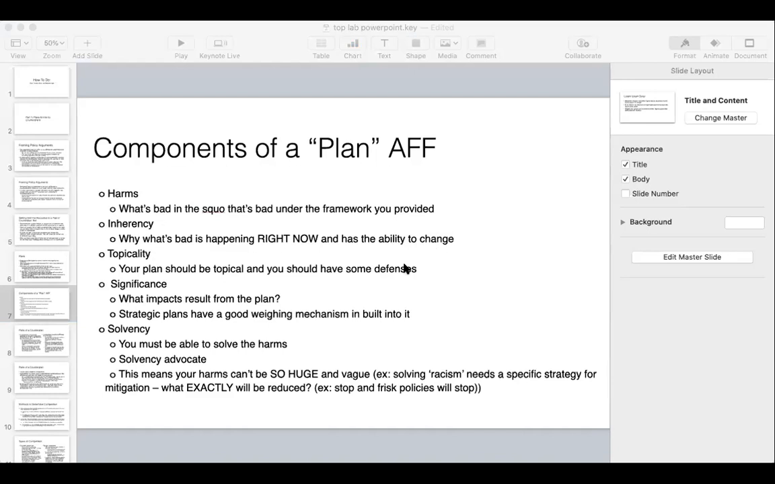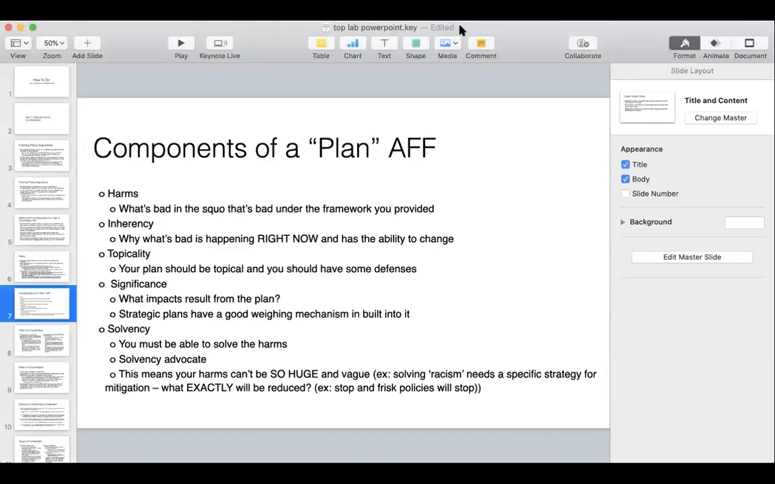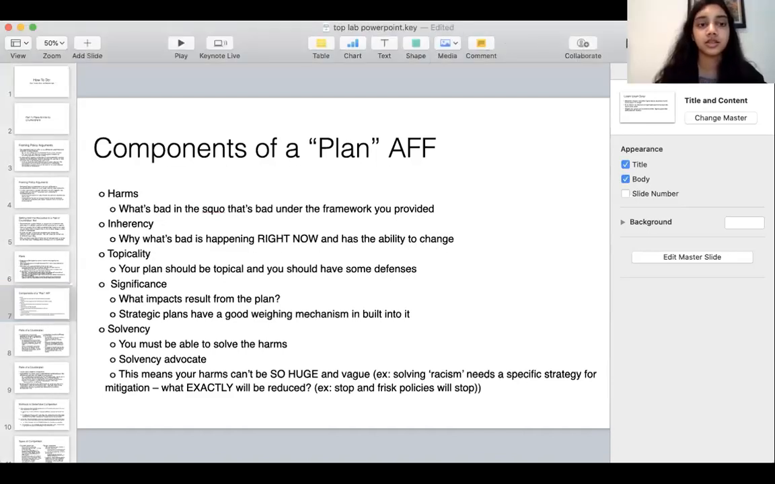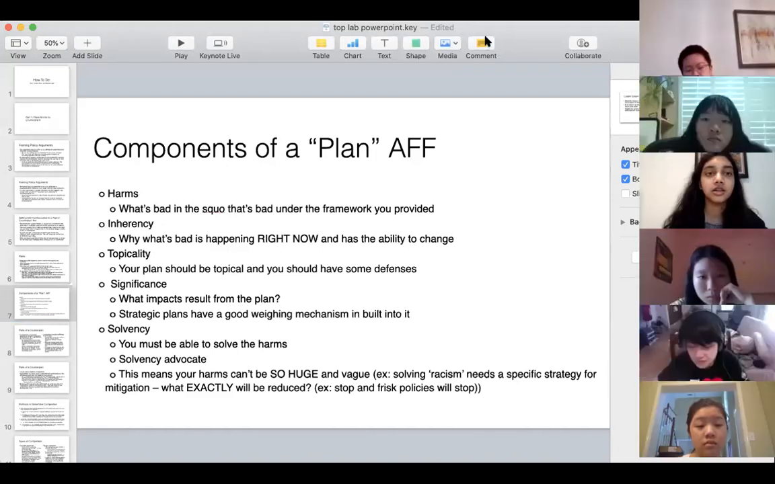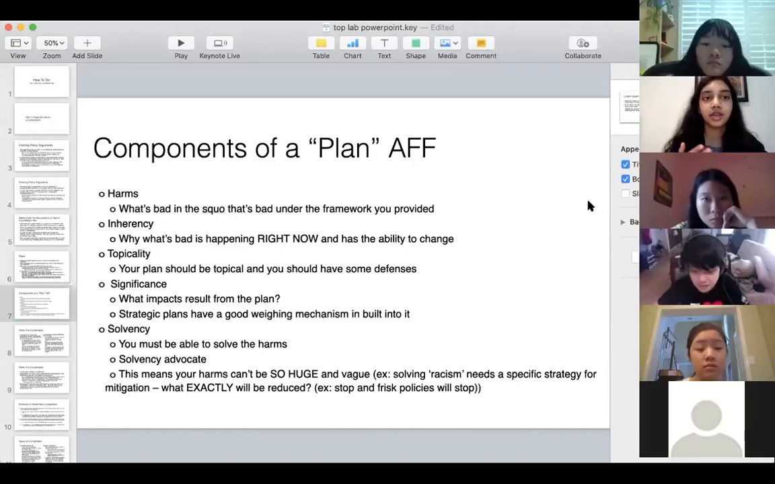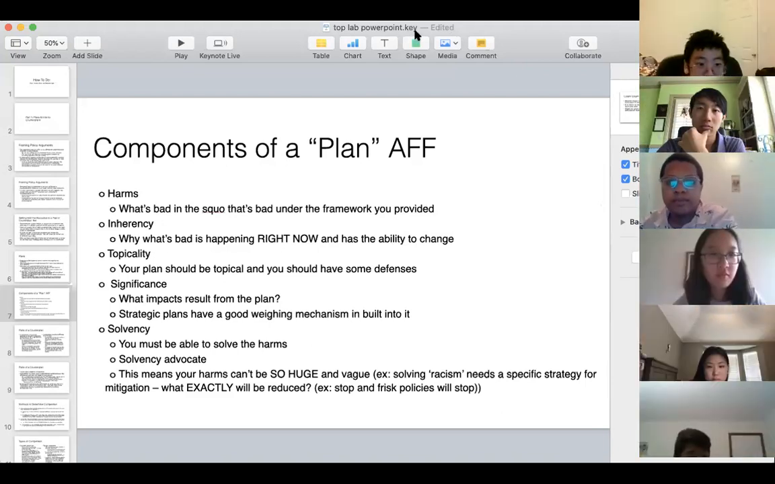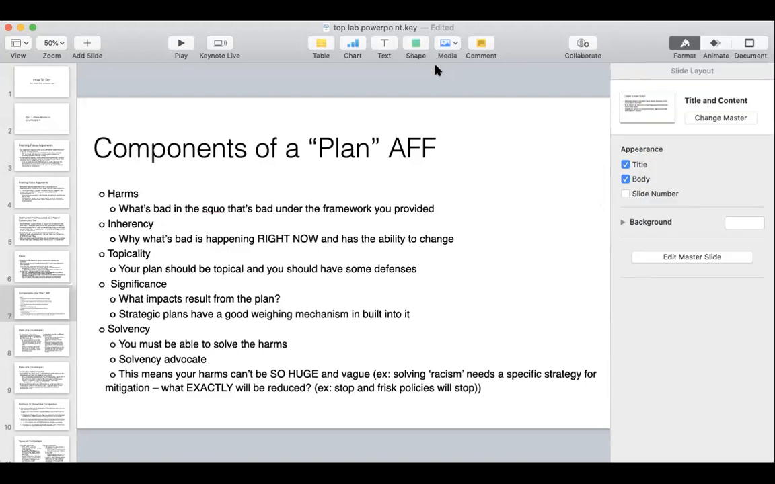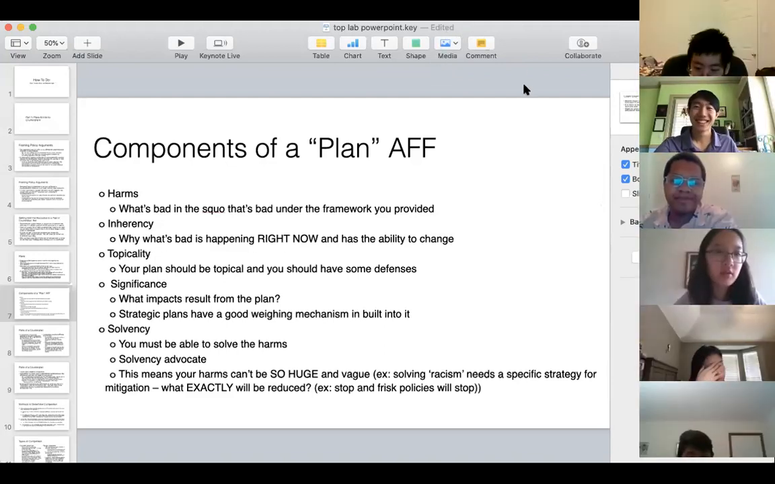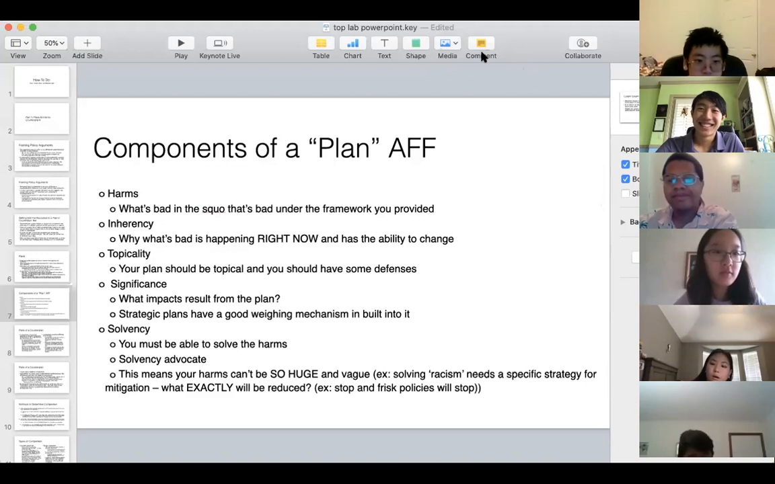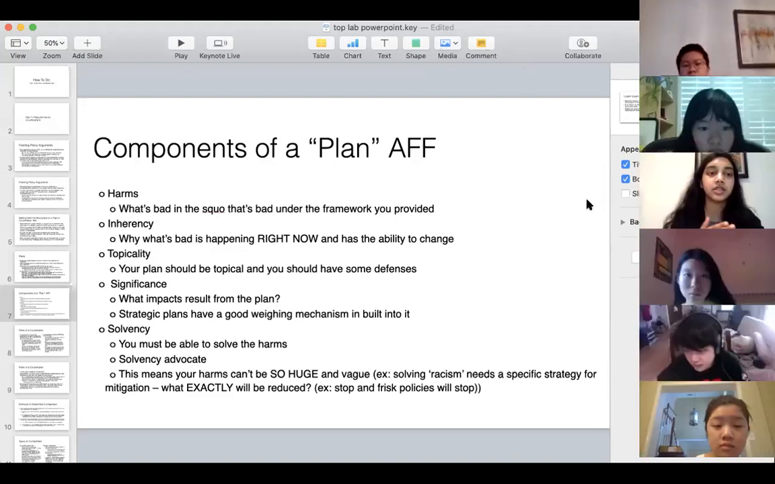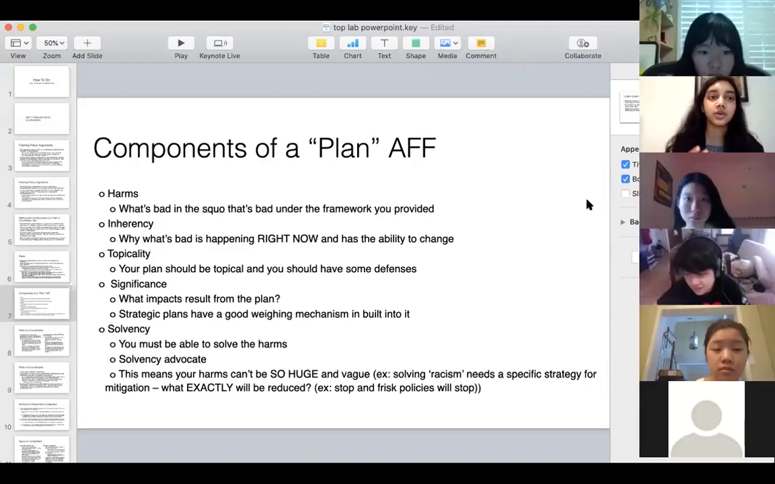Solvency advocate is kind of what it sounds like. It's basically someone that says that doing the plan would be a good idea. So it is literally someone that is advocating for your plan and says that it would actually work. So let's say Professor Brian writes some article that's like, oh yeah, doing a violent revolution in this country would definitely work and would resolve the human rights violations. He would be considered a solvency advocate for my plan because he's written that it's a good idea and that he thinks it'll work.